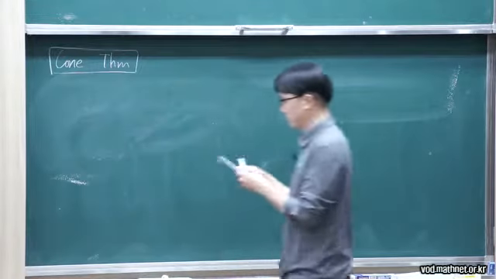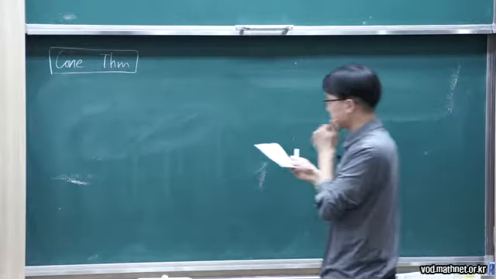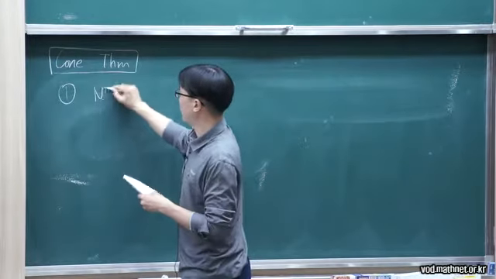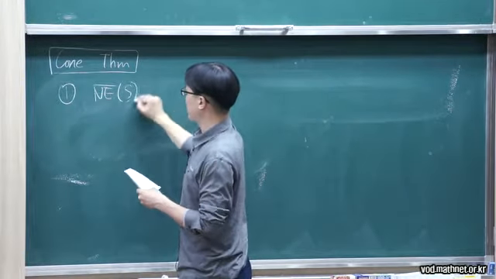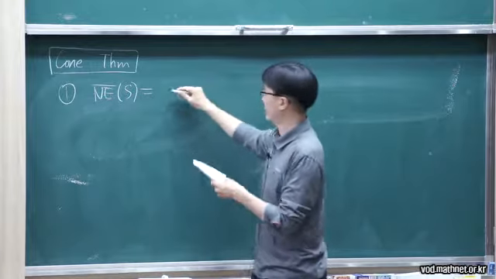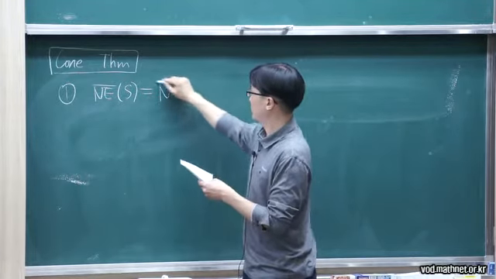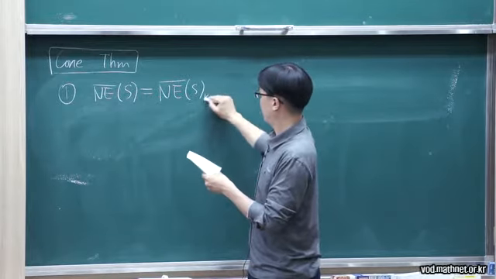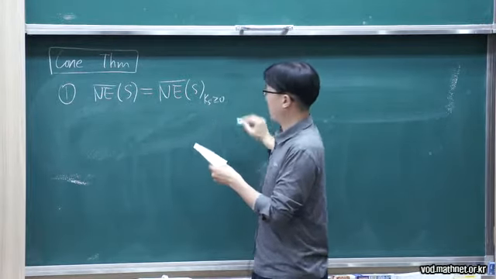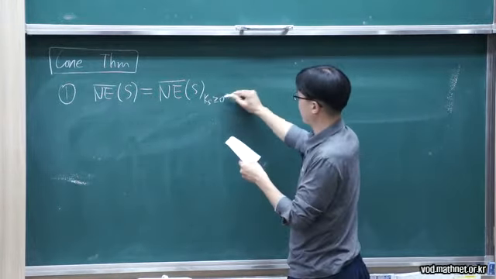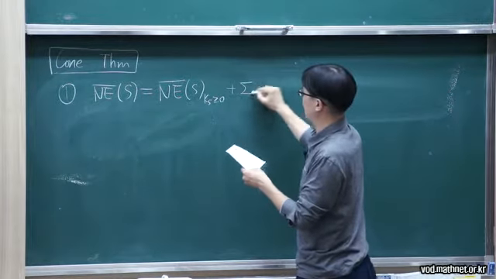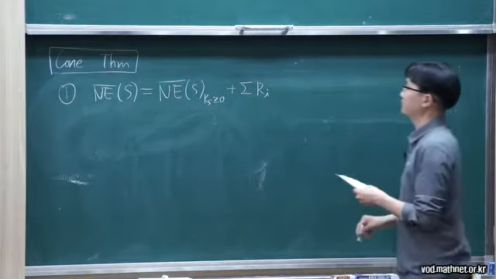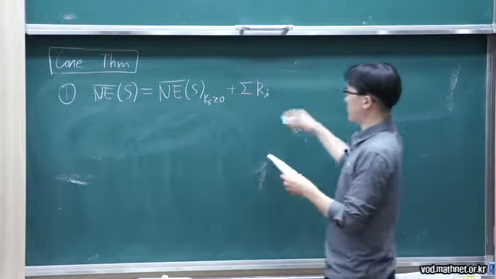Okay, Cone theorem. So the statement is like this. The Kleiman-Mori cone theorem can be described in the following way. So I need to explain this Ri.